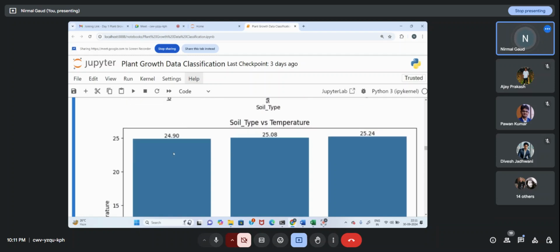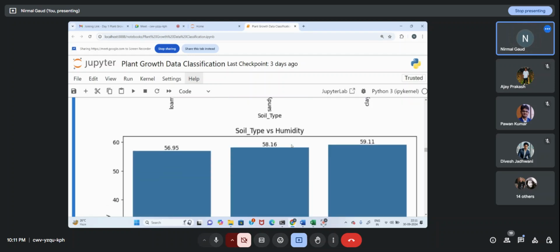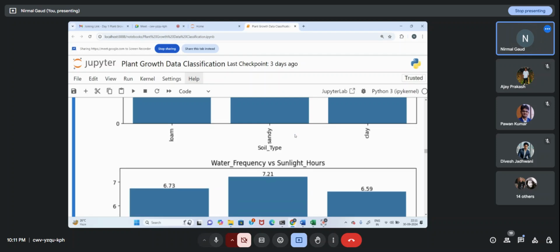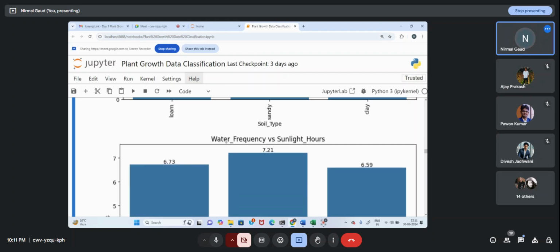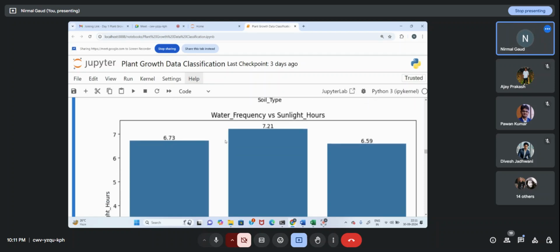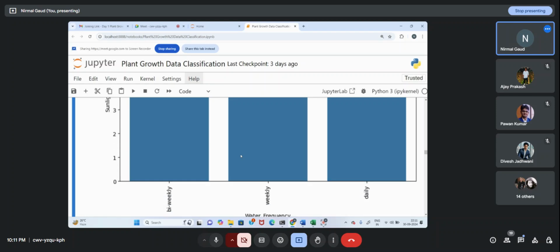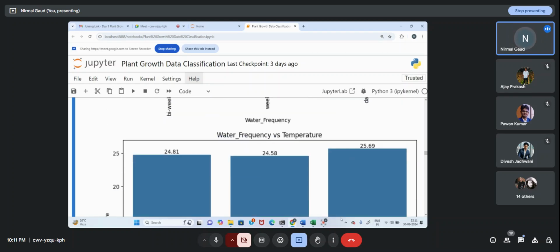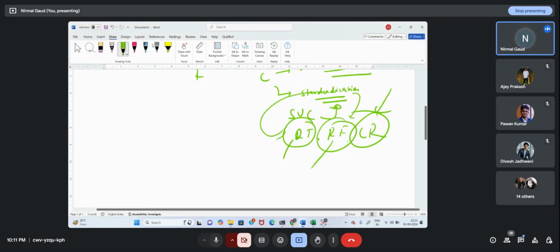For soil type, what should be the average temperature? Average humidity, water frequency, sunlight hours, all these things. What are the average values? Okay, fine. So this is what we can make in bivariate analysis. You can make categorical versus continuous, and you can also make discrete versus continuous.